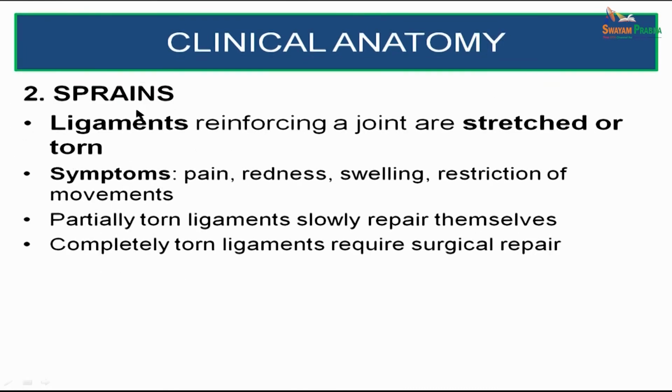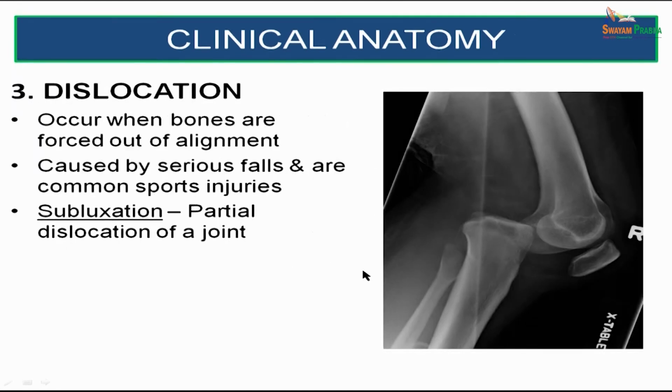Then commonly we hear the word sprains. What is a sprain? When the ligaments which are reinforcing a joint are stretched or torn, that is called a sprain. The symptoms of a sprain are pain, redness, swelling, and restriction of movement. If the stretched ligaments are partially injured or partially torn, they can slowly repair themselves. But if they are completely torn, then they require surgical treatment.